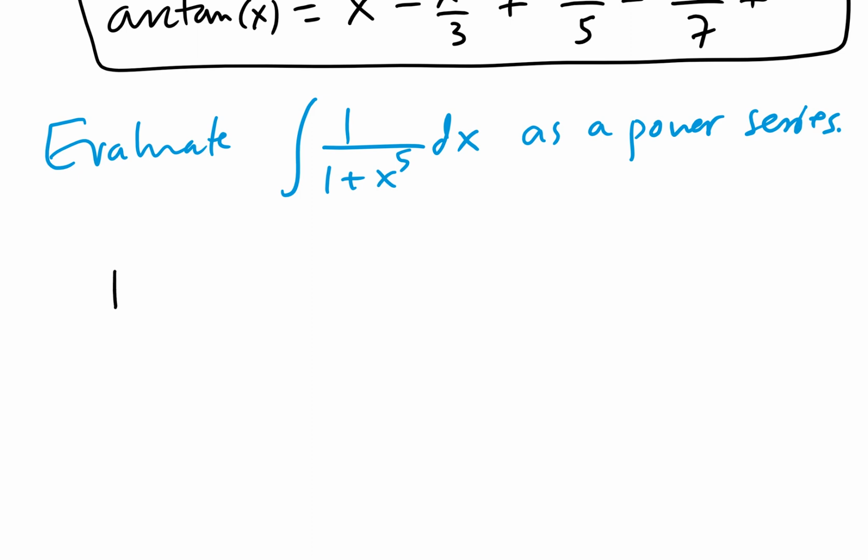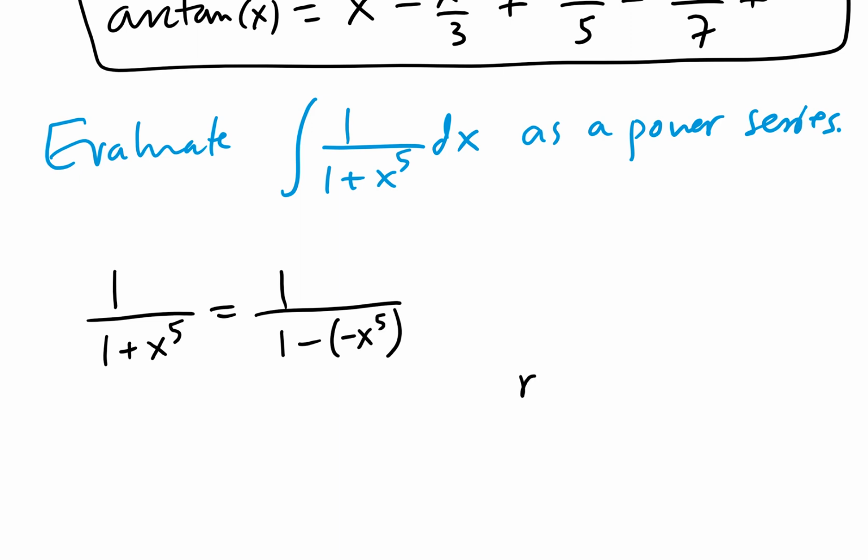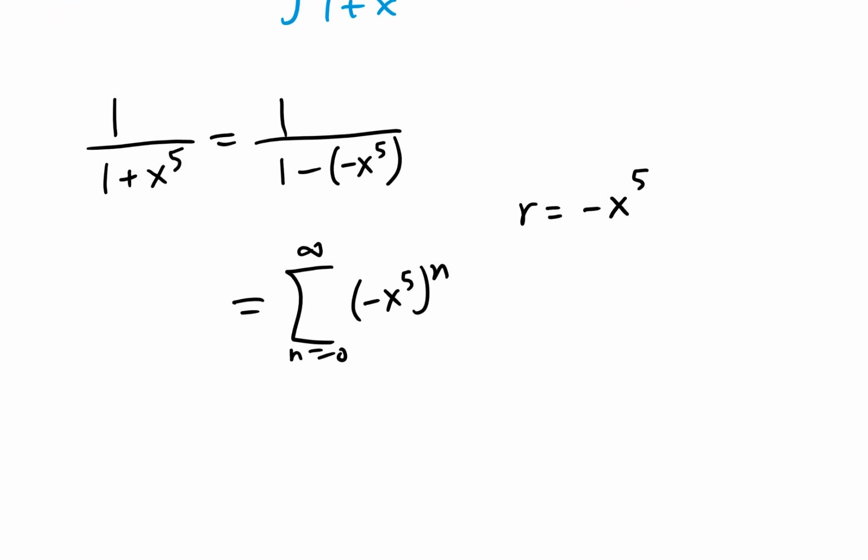The first thing we do is look at the function inside and rewrite it as a power series by doing 1 over 1 minus negative x to the 5th. That's what r is, negative x to the 5th. When we go through this, we get the sum where r is negative x to the 5th to the nth power. That's the power series representation for that function, right? And if you'd like to rewrite it, n goes from 0 to infinity, negative 1 to the n, x to the 5n. That's what we get.